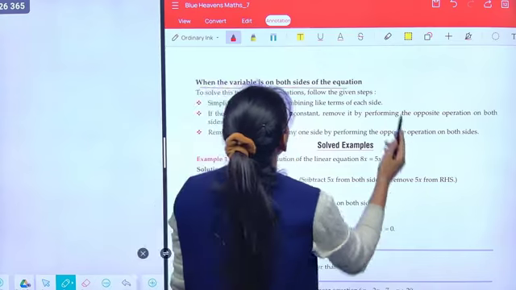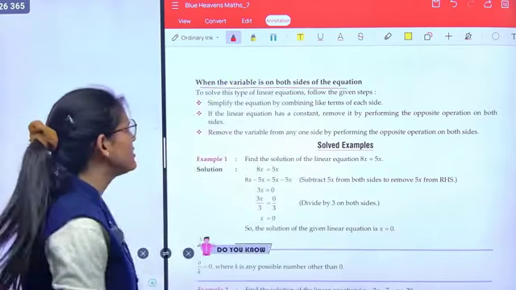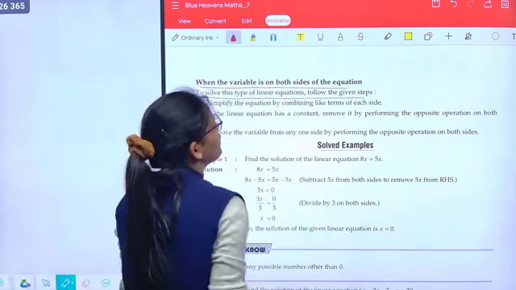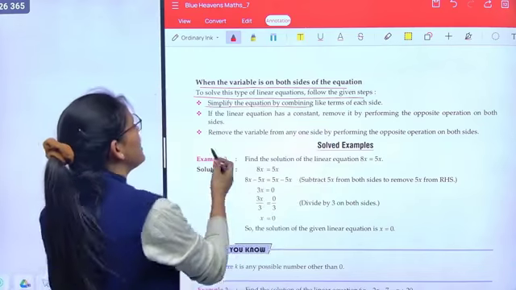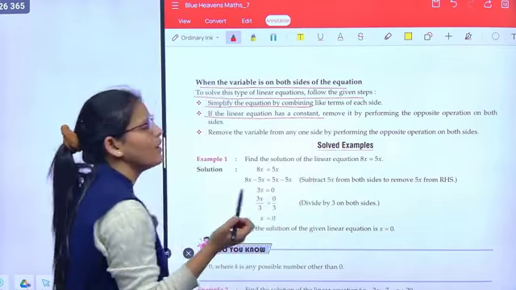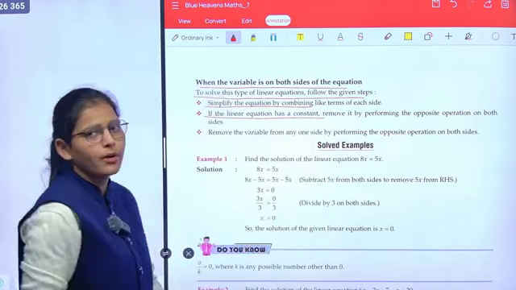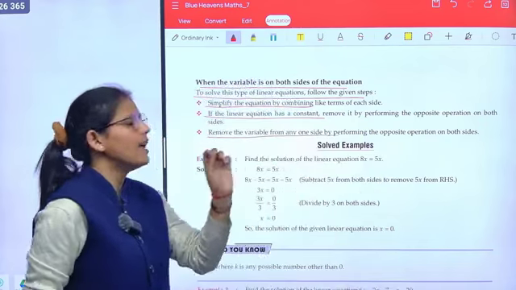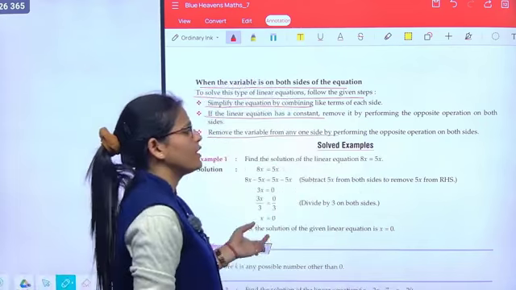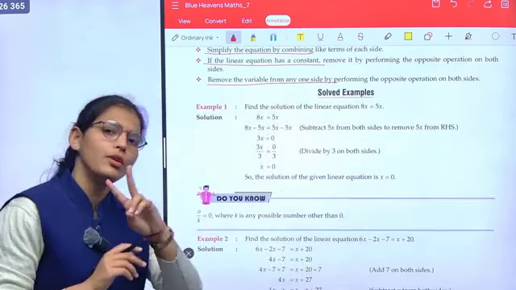When the variable is on both sides of the equation, to solve this type of linear equation, follow the given steps. Simplify the equation by combining like terms of each side. If the linear equation has a constant, remove it by performing the opposite operation on both sides. Remove the variable from any one side by performing the opposite operation on both sides. Class, जो भी करेंगे हम दोनों ही साइड में करेंगे.